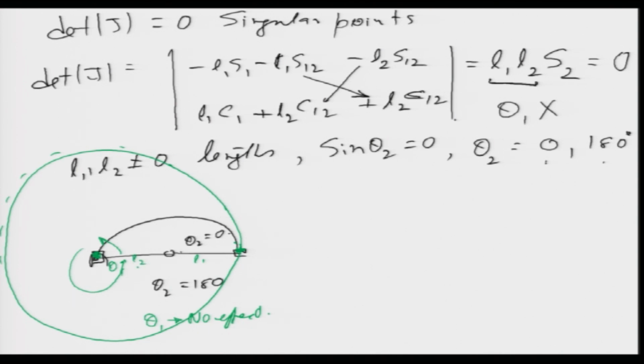If L1 and L2 are equal, then this will be a point here. If L2 is greater than L1, then there is going to be a region, which is also singular. So, what we have seen here is that singularity only happens at two locations where theta 2 is equal to 0 and 180, and these are called boundary singularities.